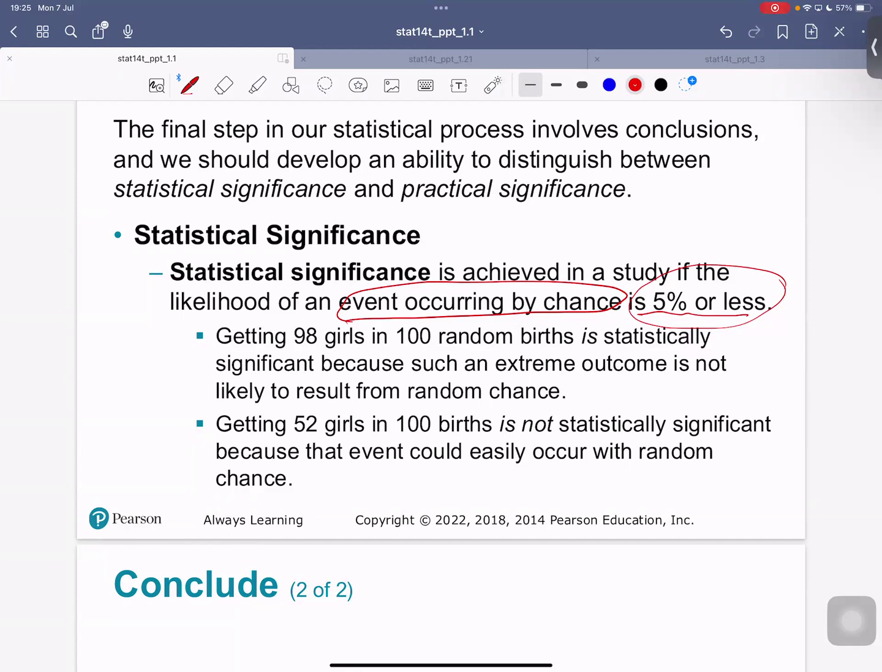How can you find that? Yeah, because we don't have the answer to the question of the statistical significance. I see what you mean. It is achieved in a study if the likelihood is not less than 5%. So we can't tell what it is. It's less than 5%, and how did it occur? Yeah, I see what you mean.